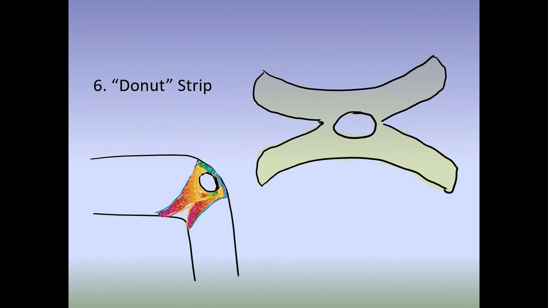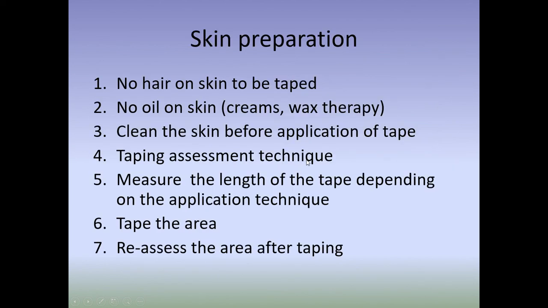Last one, I think, donut strip, wherein the center part again is not covered with the tape and these are the two strands of the tape. Again, it can be used in the knee joint where the patella is kept open without covering of the tape.